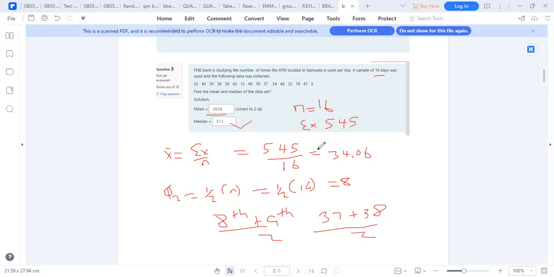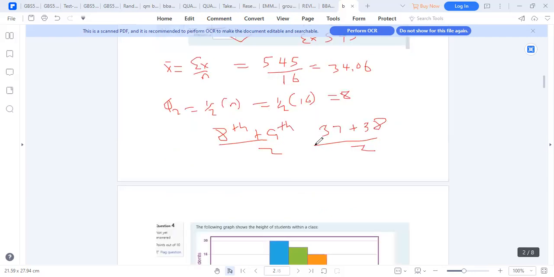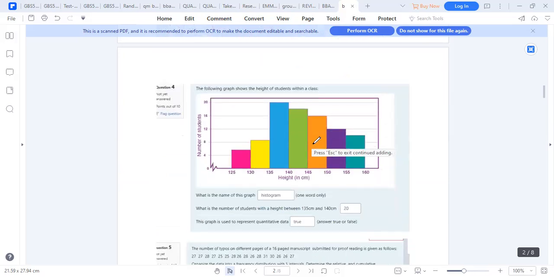So you need to take your time. So we also go here in the graph. So we asked, what is this type of graph? Is it a bar chart or is it a histogram?